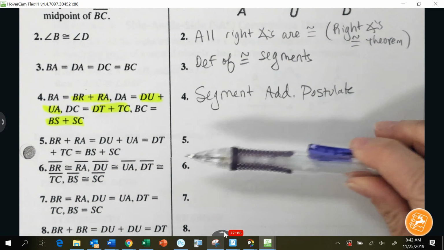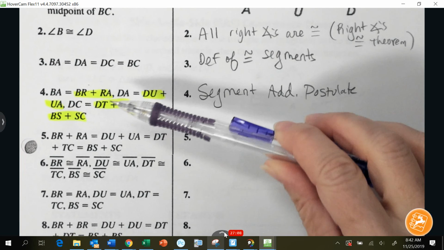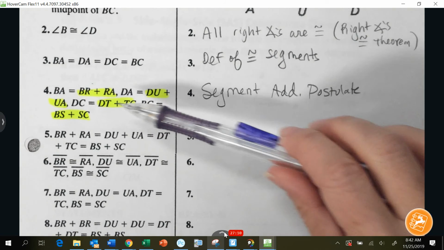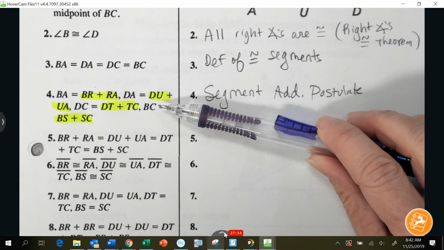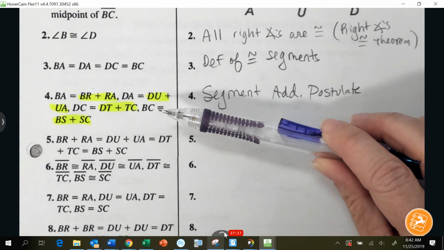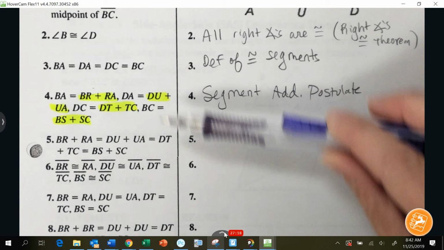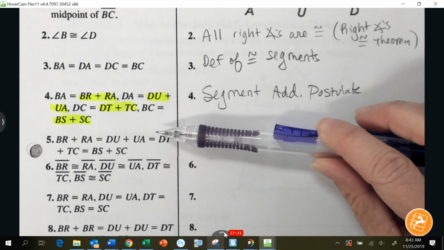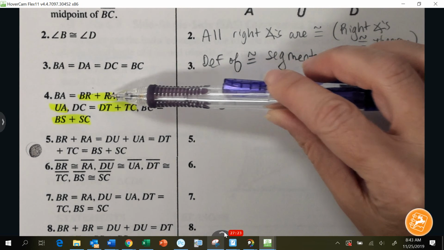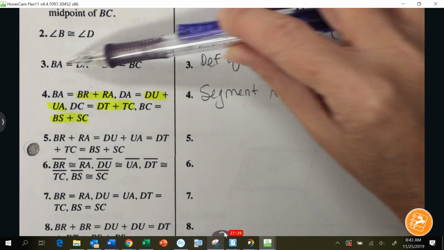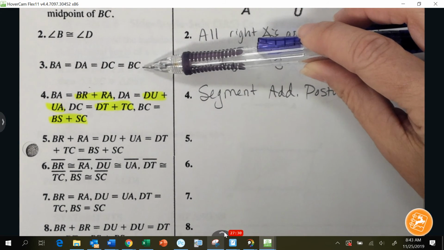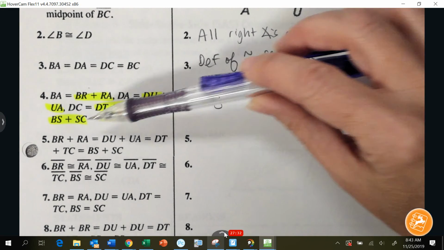So in this statement number 5, it's all of these pieces equal to each other. Statement 5 is all of these pieces equal to each other. There's somewhere in these last 3 statements that allow me to put in BR plus RA instead of BA. You see right here it was all of the big ones equal to each other. Now it's all the little pieces equal to each other.